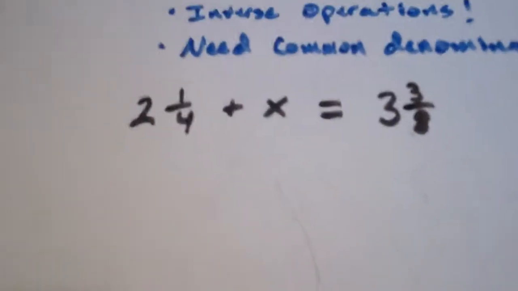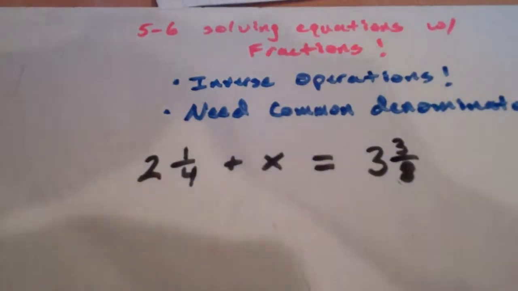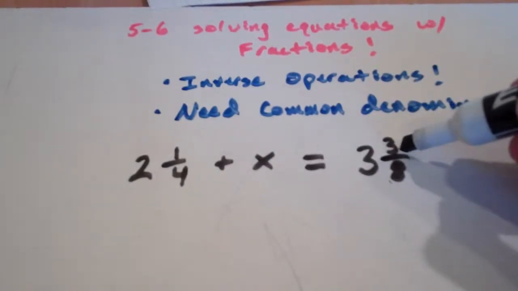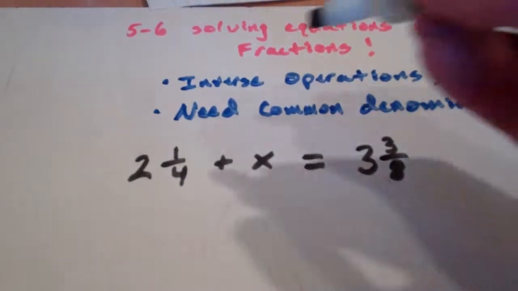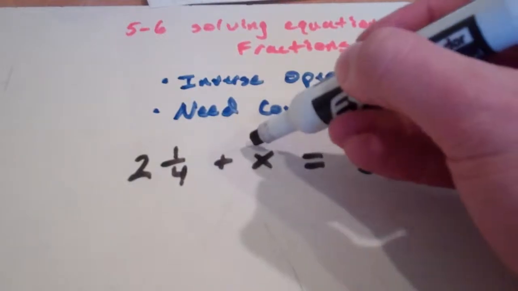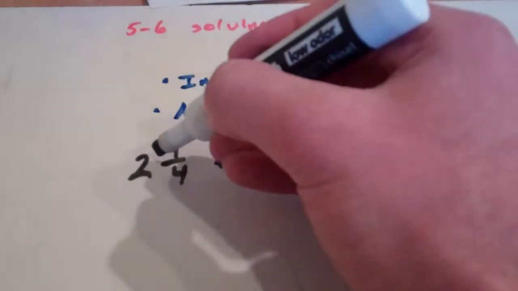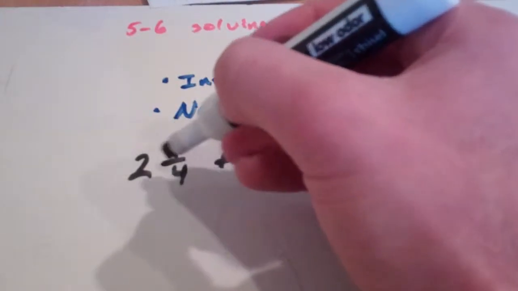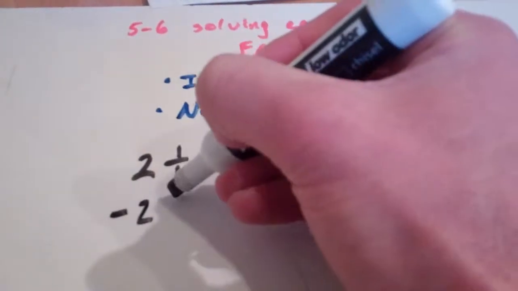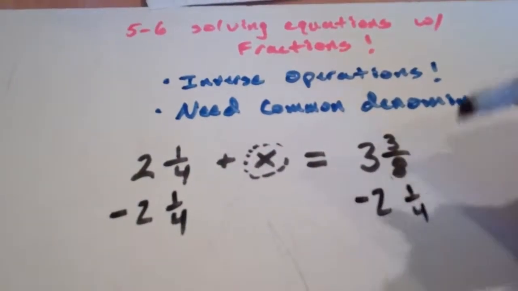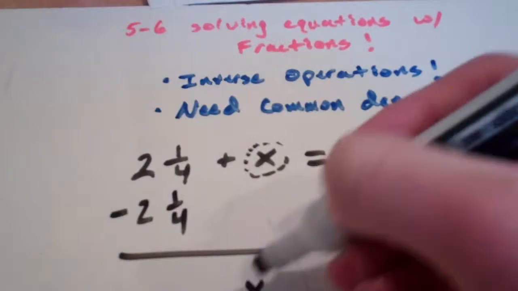So let's do an example. Here I have 2 1/4 plus x is equal to 3 3/8. So I need to use inverse operations. Here's my variable x, and I need to get it all alone. In order to do that, I need to undo everything that is occurring to it. So I have positive 2 1/4. If I subtract 2 1/4 from both sides of the equation, then x will be all alone.